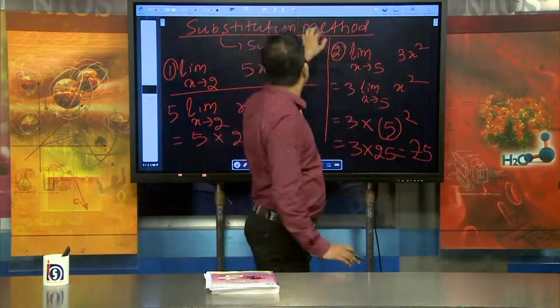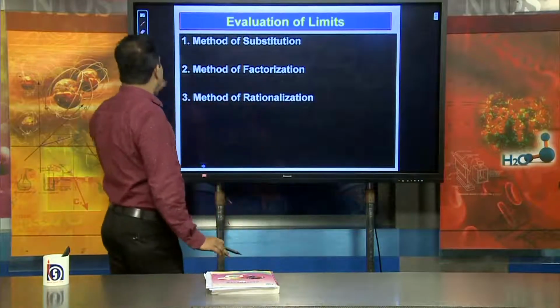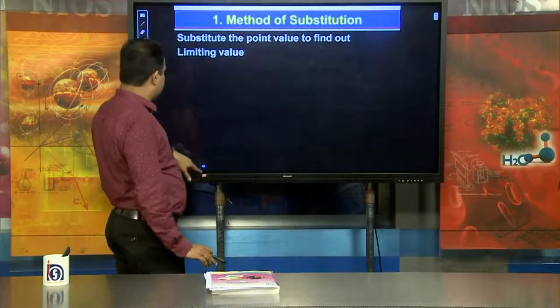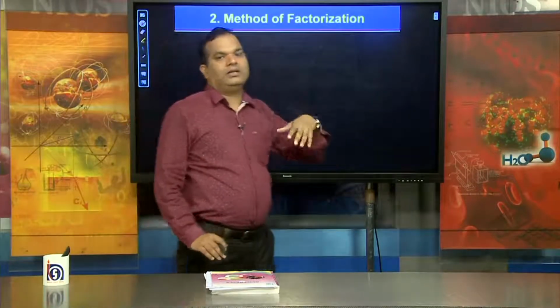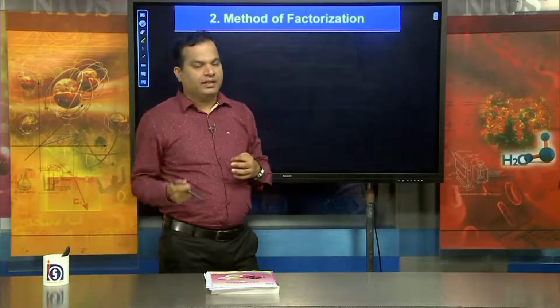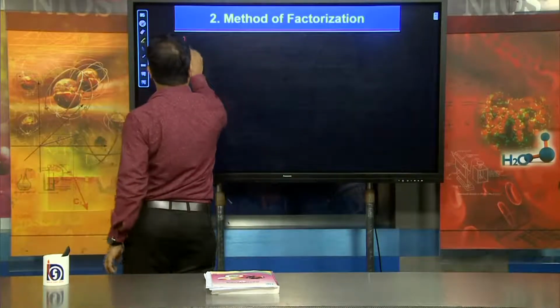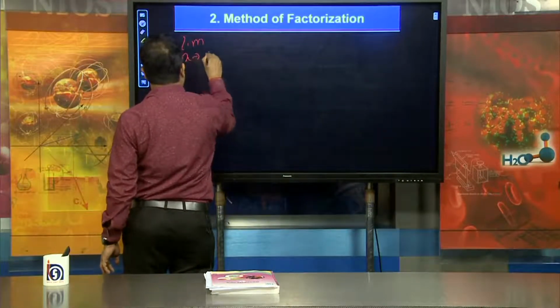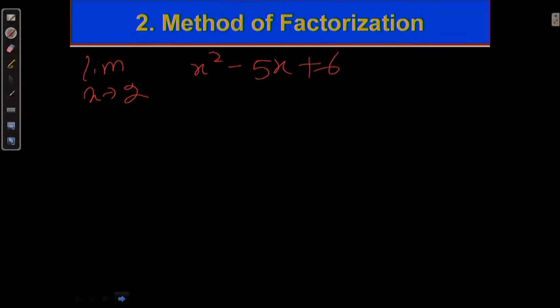The next approach, the next method that will be discussed, is very simply the method of factorization. When talking about the method of factorization, remember, simply what we are doing is we have to factorize the function. For example, suppose limit x tends to 2 of x square minus 5x plus 6 divided by x minus 2. What will be its value?